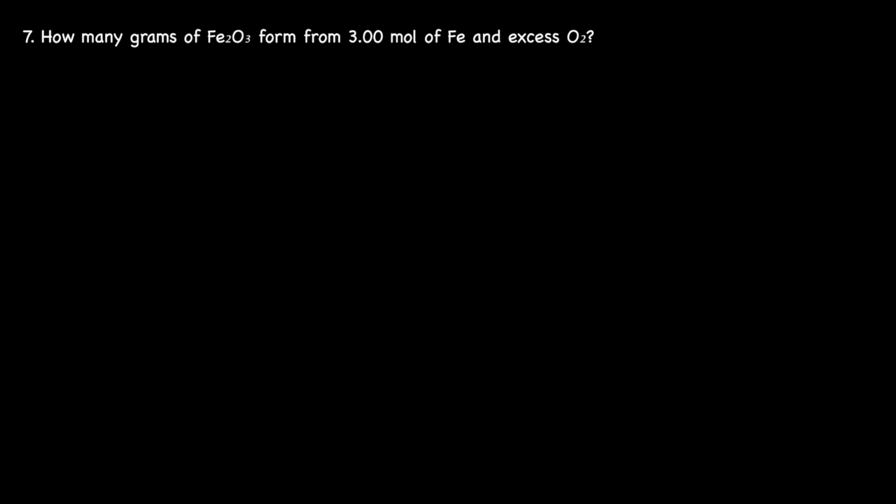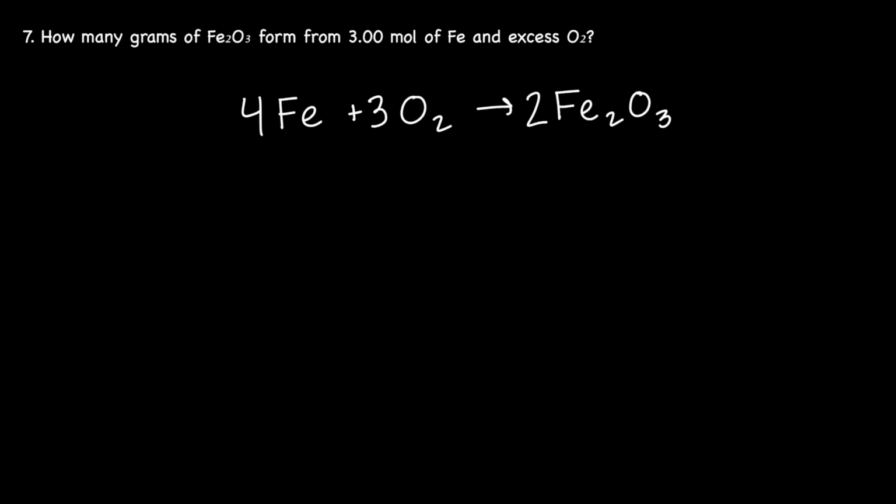How many grams of iron 3 oxide form from 3.00 moles of iron and excess oxygen? This problem is a synthesis combination reaction of iron with oxygen producing iron 3 oxide. We write and balance the equation. 4 iron plus 3 oxygen yields 2 iron 3 oxide.